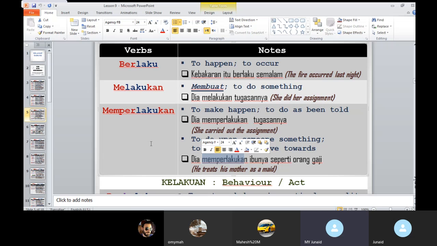Is it clear? So in spoken Malay, we use berlaku to happen. Melakukan, we use the same form, and then memperlakukan to mean treating someone. Is it clear? Any question? No.